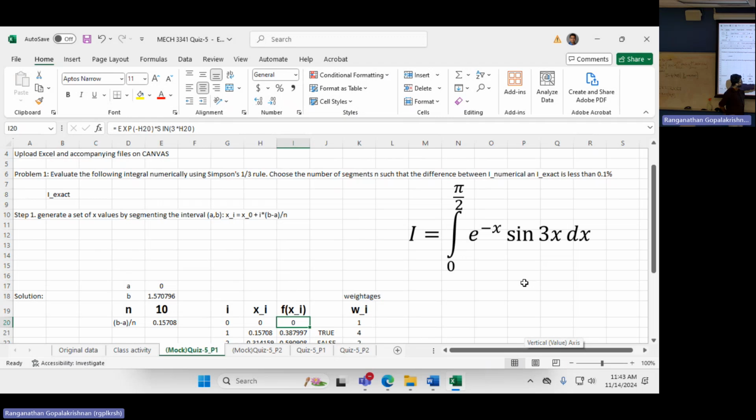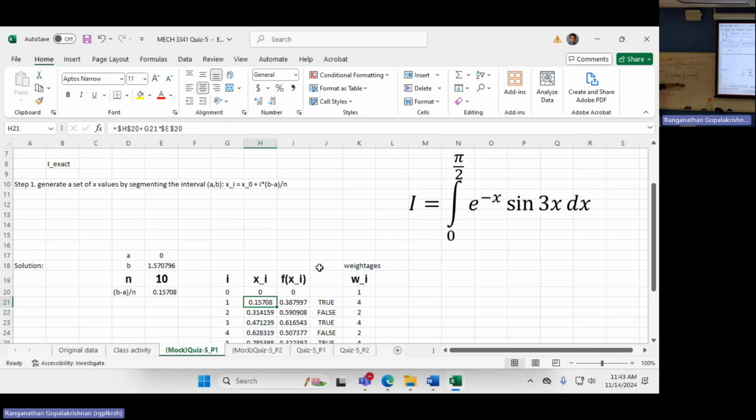Is everybody up to here, the true and the weightages? You need some help? The true part? No, I'm still doing that. Who's xi? How is the formula for xi? This formula is x naught plus i times the step length. It is x naught, which is the first line, freeze it, plus i times the width, which is b minus a divided by n. Once you put it in, just drag it down.